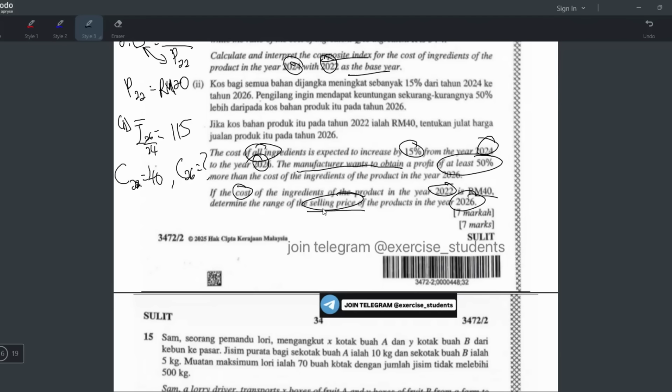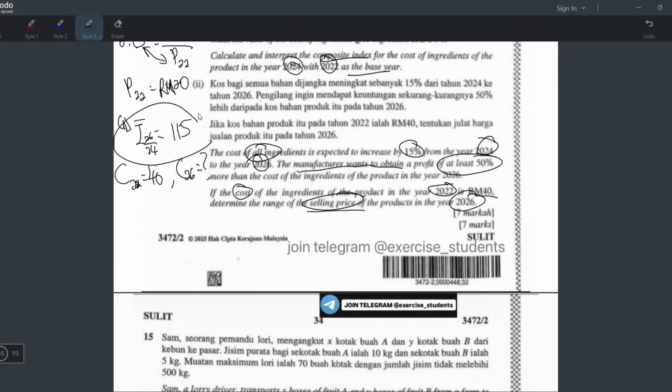But I want you to know this, cost and selling price dia tak sama. Cost and selling price is not the same thing. Cost is like the buying price, the money you spend to make the product. The buying price, that's the cost. Selling price is how much you sell to other people. So they are not the same thing. But it's okay. We do this first. We try to find out the cost in 2026 first.